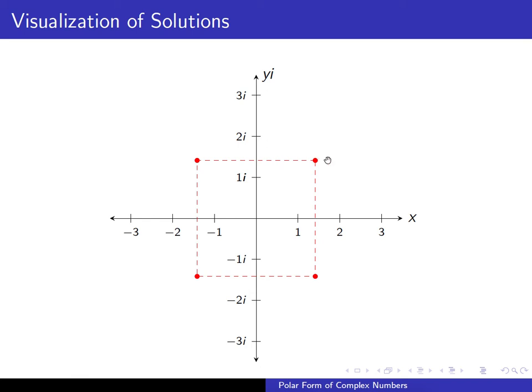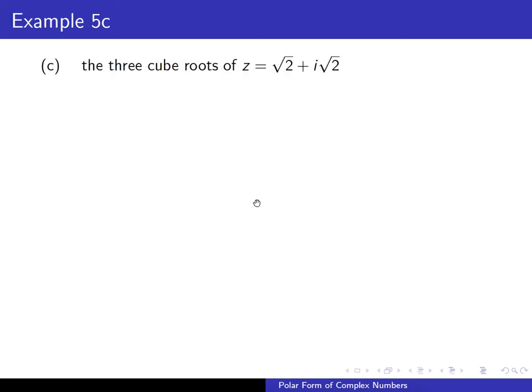So 4 fourth roots is going to make a square. The 5 fifth roots would make a regular pentagon where all side lengths are equal and angle measures are equal. So as far as the visualization of what's happening when you're taking roots of complex numbers, you're creating these regular polygons in the complex plane. So 3 cube roots, well, again, if we plot our 3 answers, it will make an equilateral triangle.